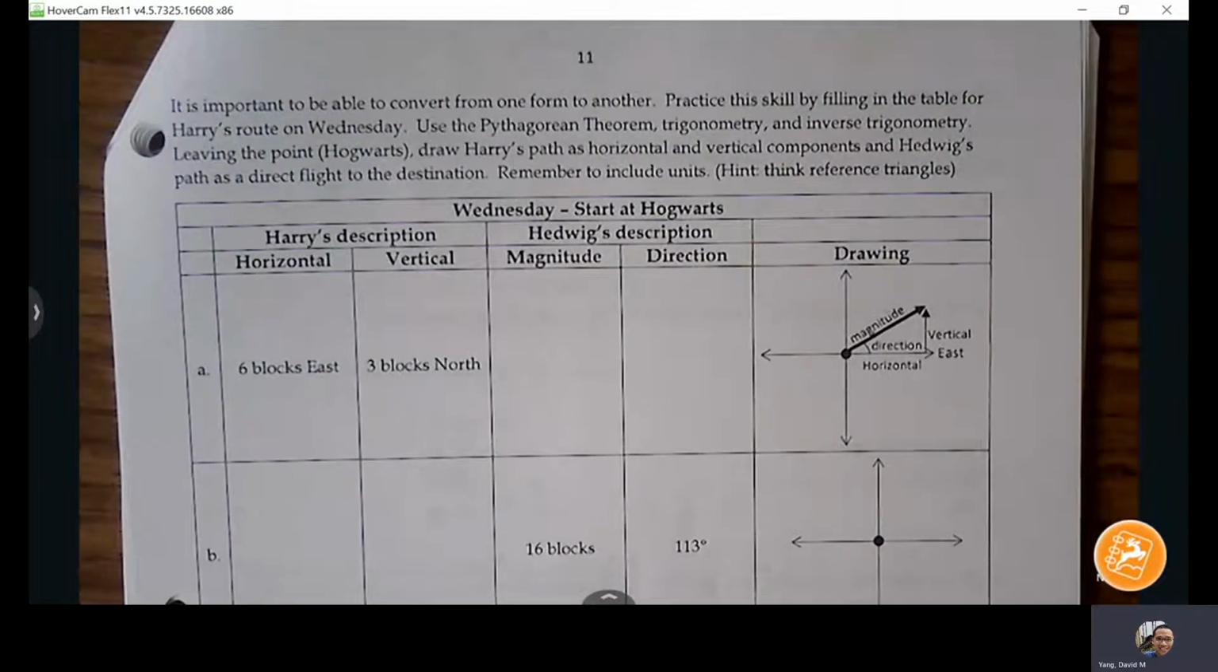Okay, it's important to be able to convert from one form to another. Practice the skill by filling in the table for Harry's routes on Wednesday. Use Pythagorean Theorem, trig, and inverse trig. Remember to include units. Okay, we'll think reference angles here.